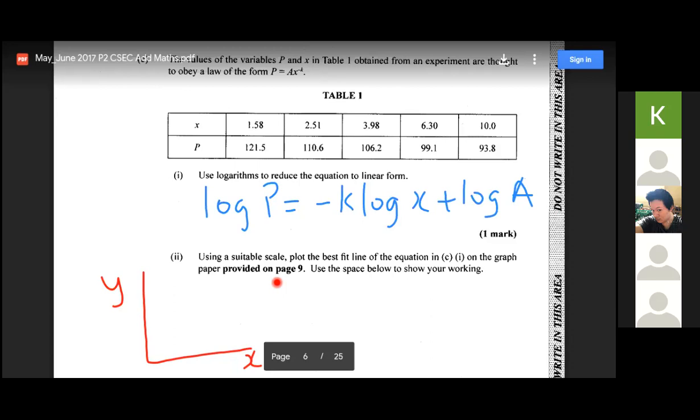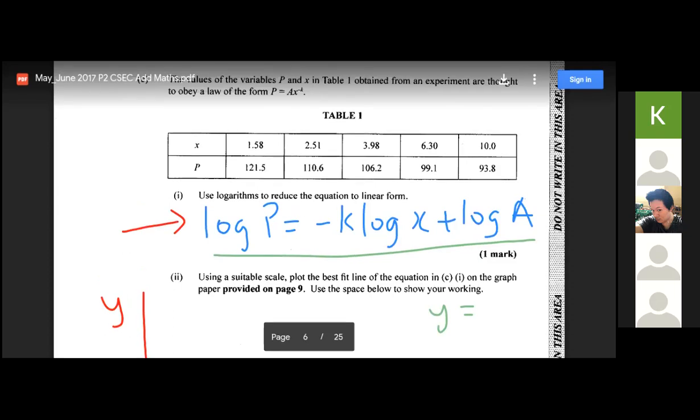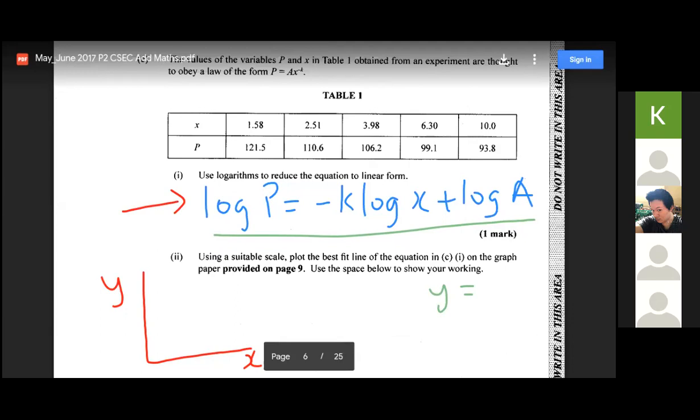If I look at this, can anybody tell me what would be y, what would be m, x, and c? What is y? Looking at this right here. Anybody knows how to identify what? Okay. What is y? P. Miss, what do you mean what is Y, miss?